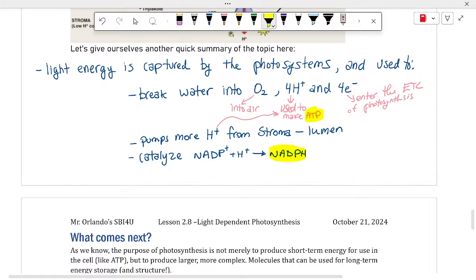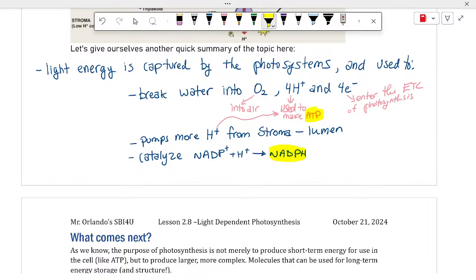That's the long and the short of it. What's really happening here is light energy is captured by the photosystems, and it's used to break water into O2, 4H pluses, 4E negatives. The electrons enter the electron transport chain, which then are used to pump more H plus from the stroma into the lumen, and they're used to catalyze NADP plus into NADPH. And that's kind of it. That's what happens here, is basically we're using light energy to make ATP and to make NADPH. And the ATP and the NADPH are going to be used later on.